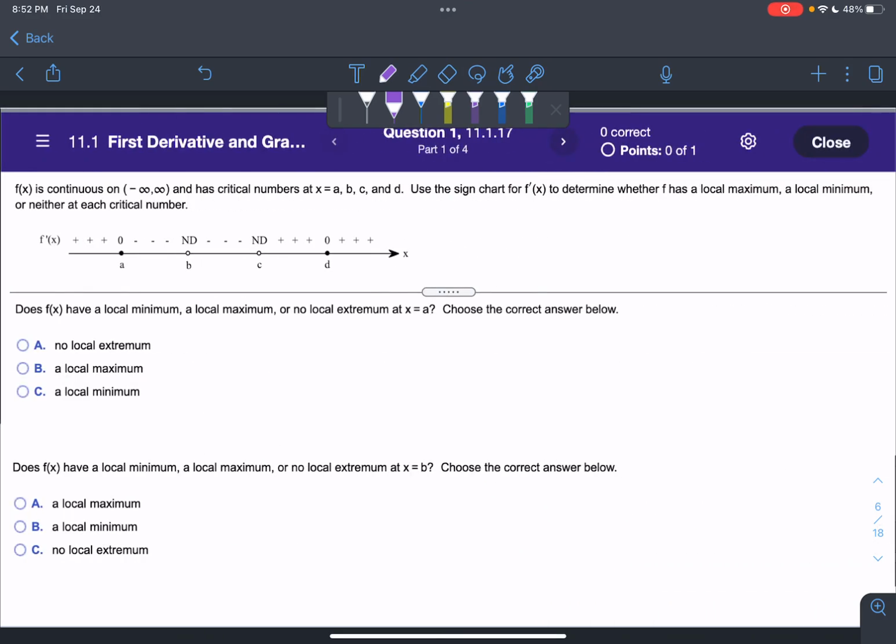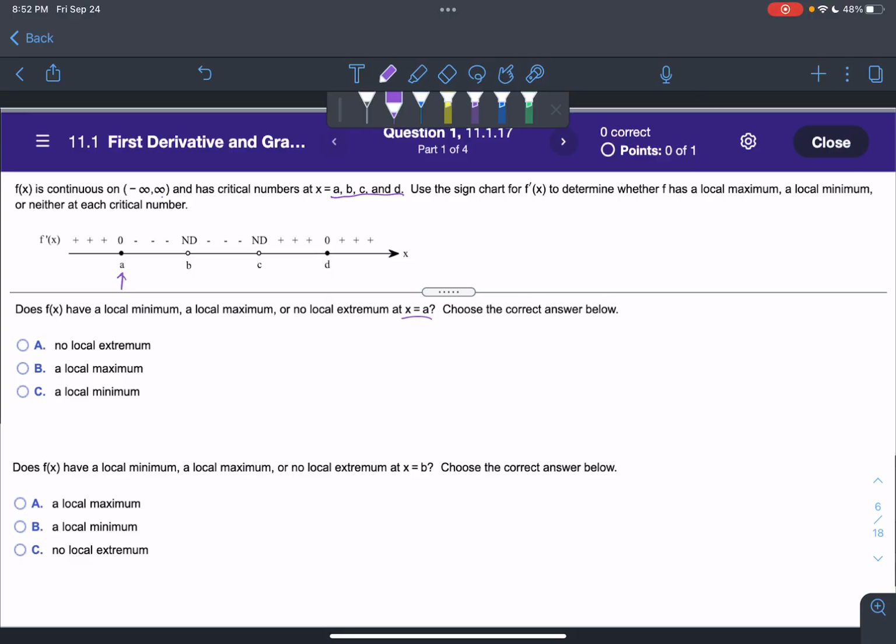Let's do another one. So we have f continuous on all real numbers. It has critical numbers at A, B, C, and D, so that's what we see here, right? These critical points. And we need to use the sign chart to determine whether f has a local max, min, or neither. All right, so for the first question, we want to know at x equals a. So right here, is this a max, min, or neither?